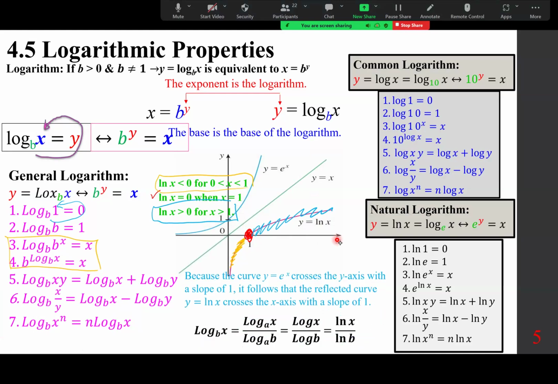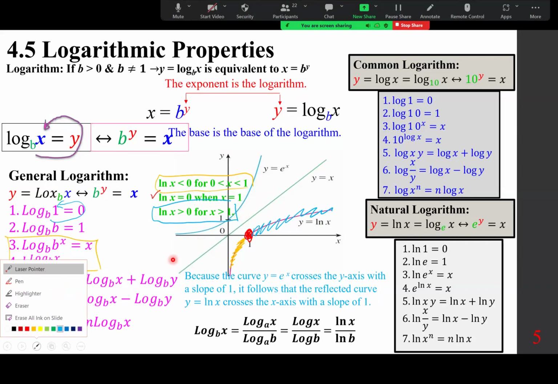There's one more interesting thing, okay? Because the curve y equals e to the power of x crosses the y-axis with a slope of 1, it follows that the reflected curve y equals ln x crosses the x-axis with a slope of 1. This is the concept that is useful for calculus. In other words, over here, if you were to draw a tangent line, the slope would be 1, the same thing here.